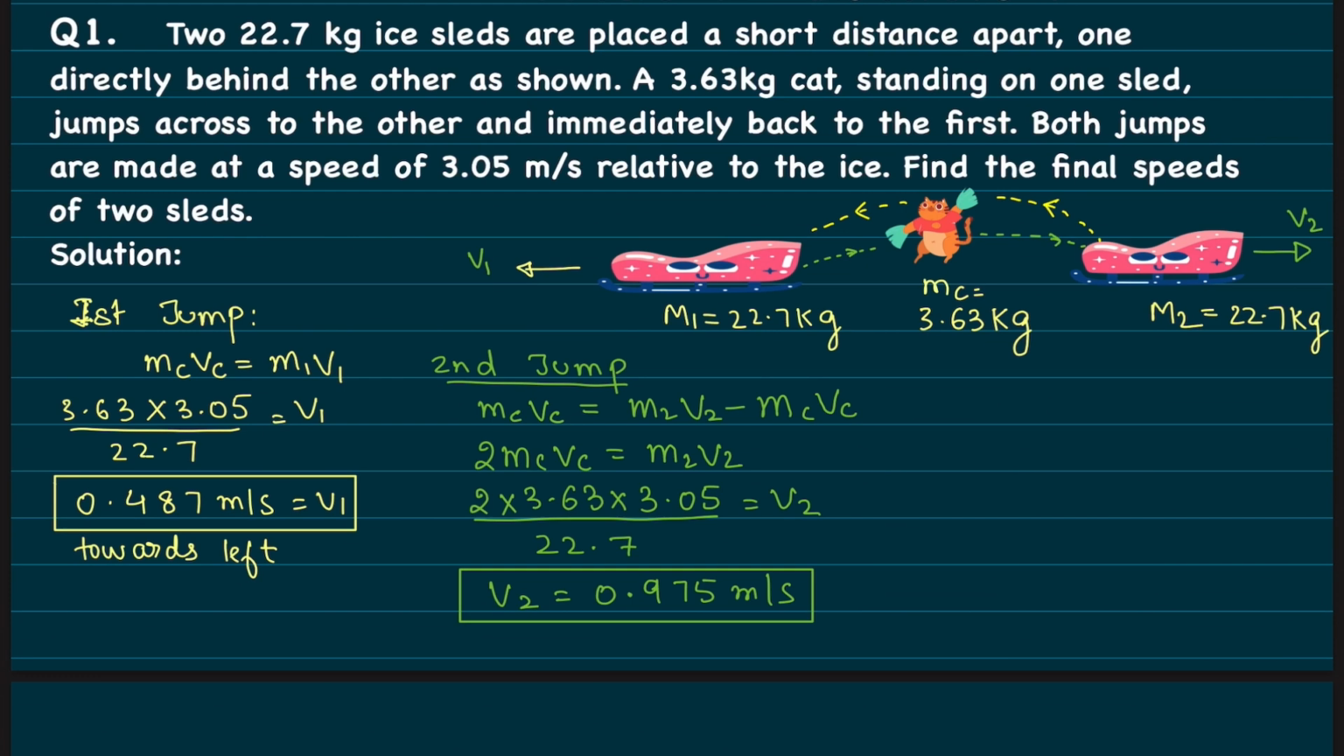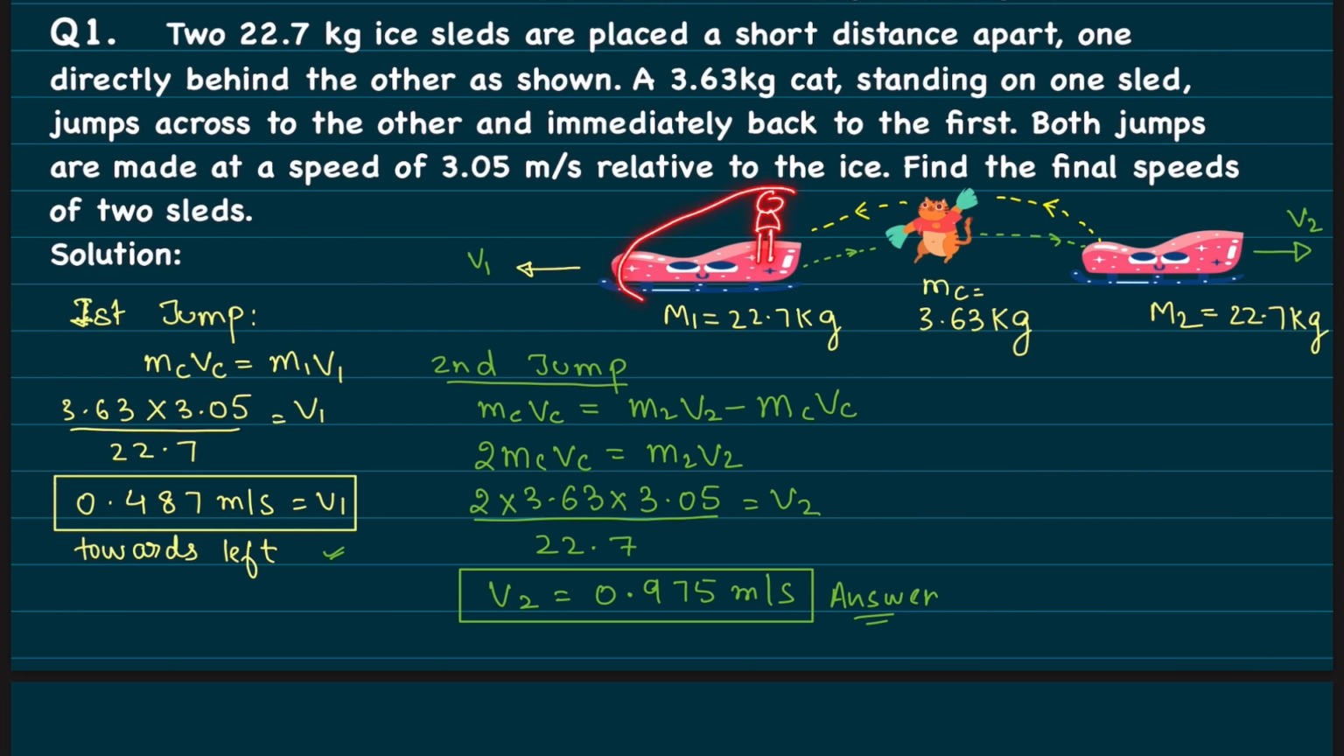Now let's move on, because we need to calculate the final speeds of the two sleds. So this is one of the answers. This is the speed, but this is not the final answer, right? Because the cat is coming back to the first one. When the cat is coming back to the first one, what will happen? It is already moving in this direction, right? And the cat is coming back. So before the collision, the cat is coming toward the left, and the sled is moving toward the left. And finally the cat will land on the sled here.